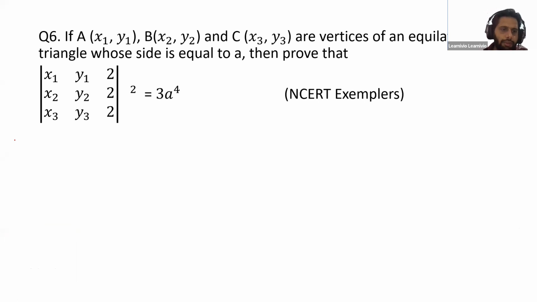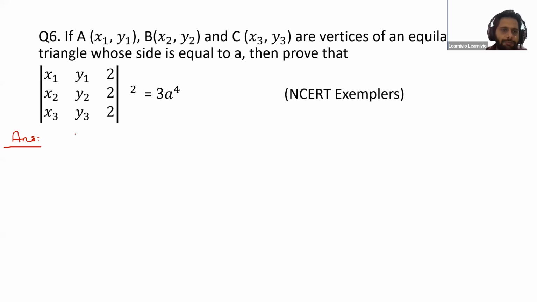Or let me solve this for you. In this question we have 3 coordinates, and these are the vertices of a triangle whose side is equal to a. The triangle is an equilateral triangle. The side is given, and we need to prove this.